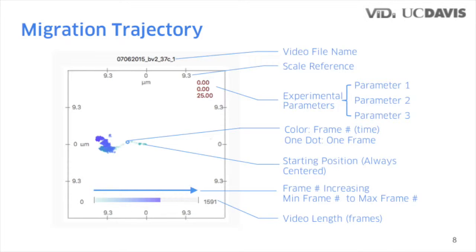This example shows that the cell stays around the original location for a little while, and then it starts to migrate towards its left after a certain point of time.